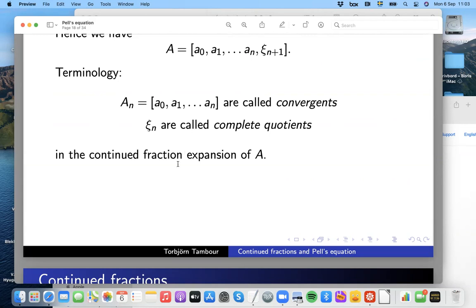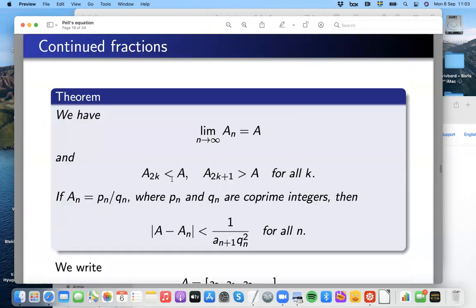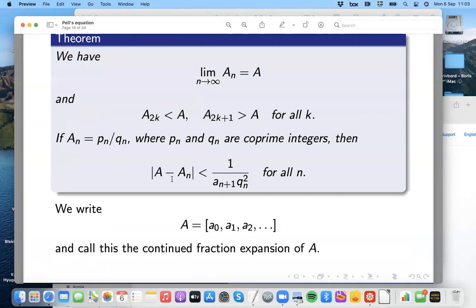And this sequence of rational numbers, you can show, will be converging to a real number A, and moreover, all even convergents will be smaller than A, and all odd convergents will be bigger than A, so it will be alternating. A little bit smaller, a little bit bigger, smaller, bigger, but in the limit converging. And there is also an estimate of how this alternation from the number A can be bounded from above.